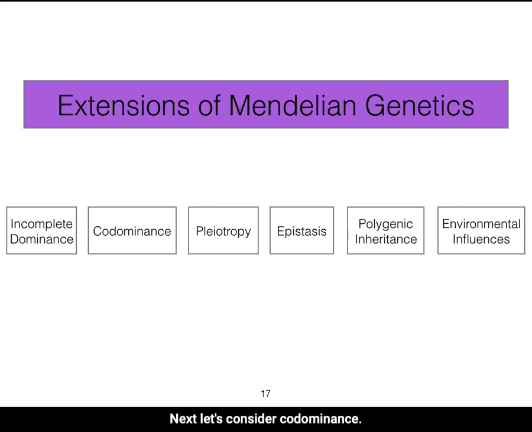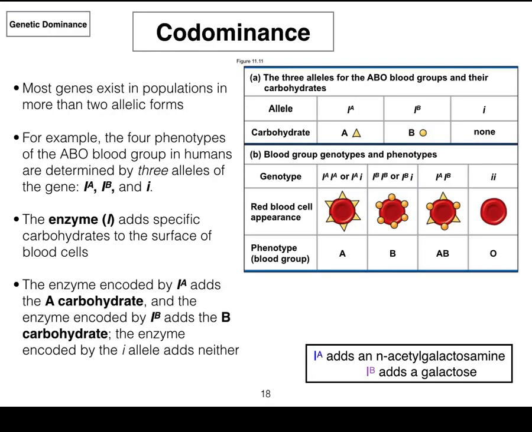Next, let's consider codominance. Let's look at another complex form of inheritance known as codominance. Keep in mind that most genes that exist in any population exist in more than two allele forms. An example are the ABO blood groups in humans. This blood group system can produce four different phenotypes: AB, A, B, or O.